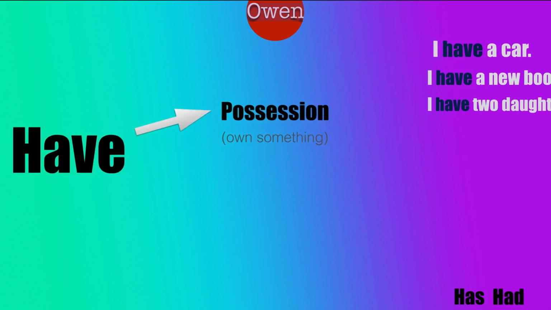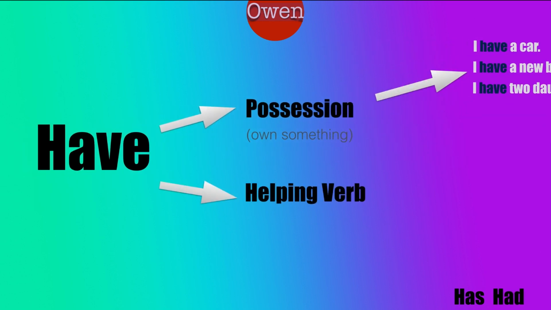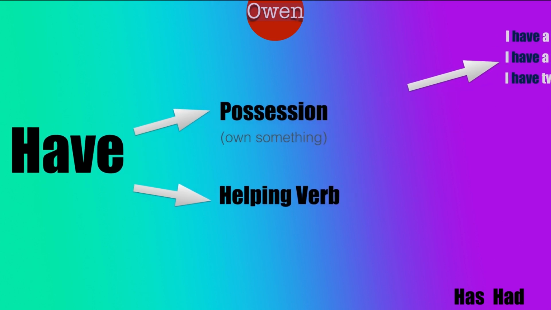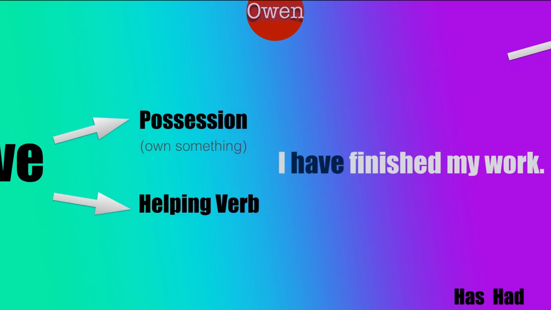And now, have is also used as a helping verb. Here I have two sentences in the present perfect tense. The first one is I have finished my work. In this sentence, have is not showing that someone has something. That's not the function. In this sentence, the main verb is finished. Have is helping this verb.